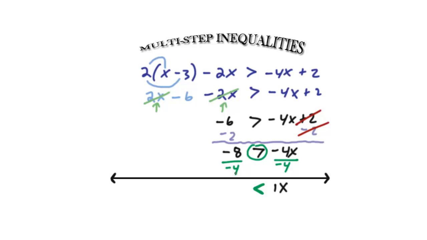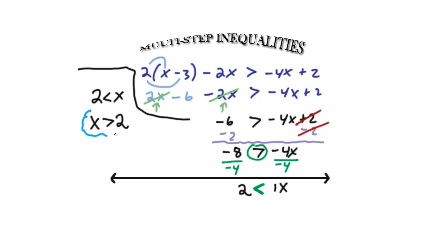And negative 8 divided by negative 4, that's just 2, right? So we have 2 less than x, but I like to write the x on the left hand side, so let's make some space. I think we have a little bit of space over here, right? So we have 2 less than x, but I want to write it in terms of the x being on the left hand side, right? So x is greater than 2, right? So that's the thing I want to graph, x greater than 2.